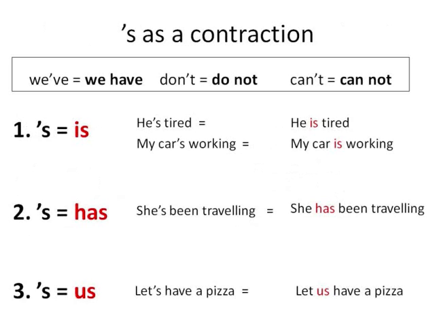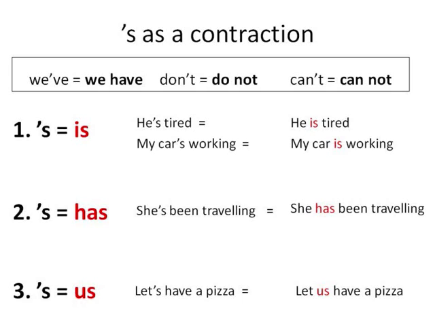So let's look at apostrophe S as a contraction. Contractions are very common in English, where we have 2 words combined and then an apostrophe to represent the missing letter or letters. So we have don't, do not; can't, cannot. So with apostrophe S it can mean 3 things. The first, the most common, is the verb to be. Apostrophe S means he is. He's tired, he is tired. My car's working, my car is working.